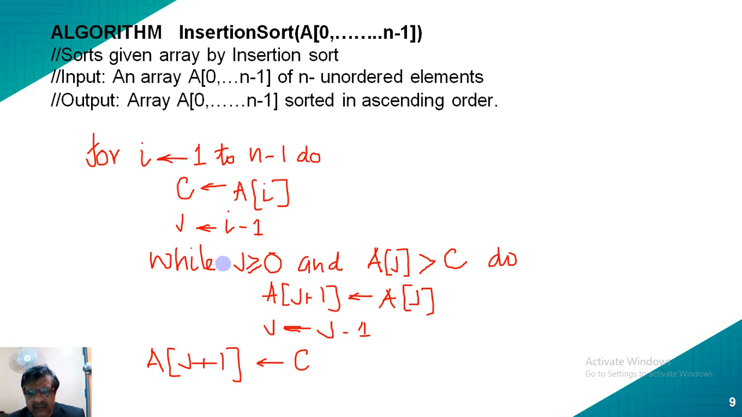Now we will write the complexity. J moves from 0 to I minus 1, or I minus 1 to 0. When we put the limits, it should be 0 to I minus 1, while I moves from 1 to n minus 1, and this is the comparison. There is only one comparison available in the while loop. So we will go to the next thing and analyze the number of comparisons in the worst case.